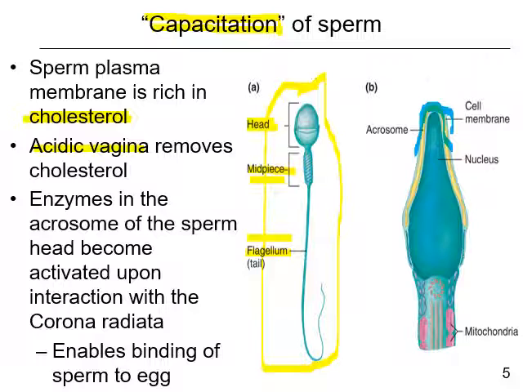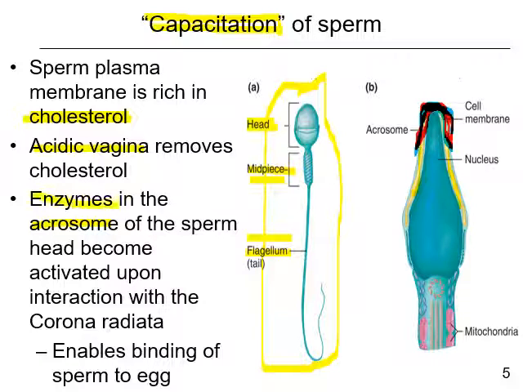So that process of removing the cholesterol, that sort of layer that protects the head of the sperm, is removed in the vagina. And then there is a layer called the acrosome, which is illustrated in yellow here. The acrosome is a layer inside the cell membrane that is now somewhat exposed because the cholesterol has been removed.